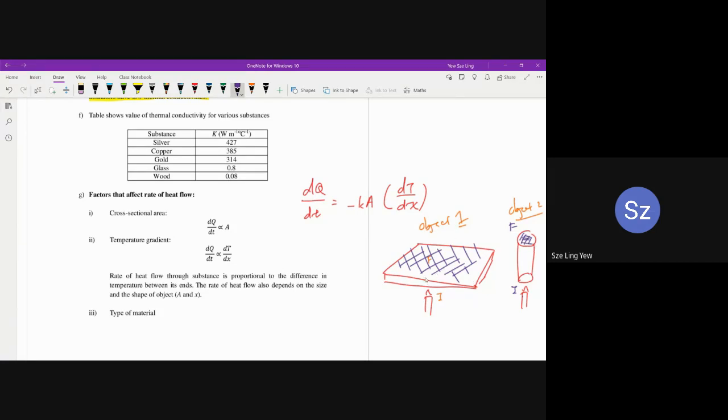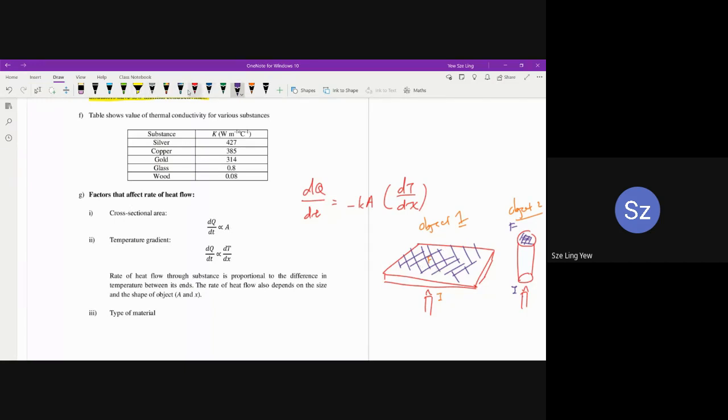So obviously, when you compare object 1 and object 2, object 1 would have a better, faster rate of heat flow compared to object 2 because of the cross-sectional area, providing dT/dx and K are the same. So that is the cross-sectional area.